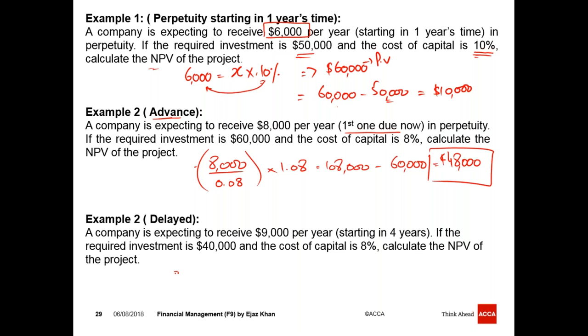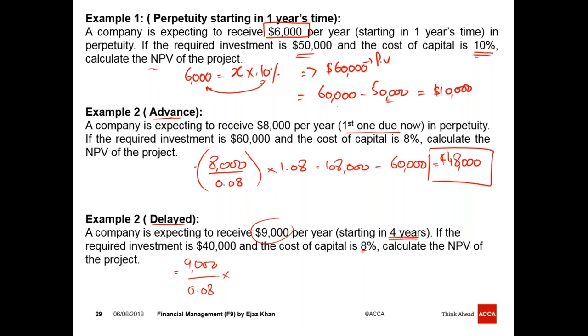Again, as I told you that whatever the case will be, the first step in perpetuity project will always be to divide annuity or perpetuity by the discount rate. So 9,000 per year divided by 0.08. This is the very first step that should be done every time. But since it's a delayed annuity, we have to multiply it with the discount factor as we did in delayed annuity case. In this question, it is starting from year 4.